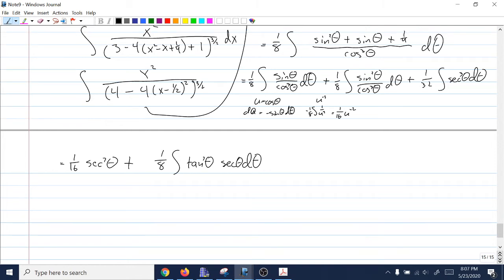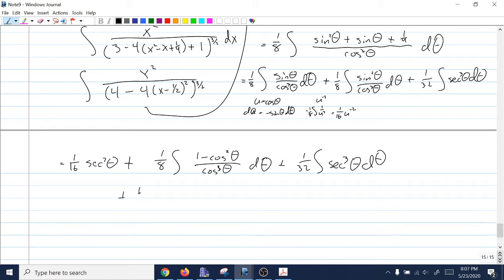That's how we smush it together. Okay, I'm going to rewrite that sine squared as 1 minus cosine squared. Yeah, that makes it way easier. 1 minus cosine squared theta over cosine cubed theta d theta plus 1 over 32 integral secant cubed theta d theta. This is 1 over cosine cubed, which is going to be 1/8 another integral of secant cubed. Still gross, but I can smush it in and only have to do the same problem once.